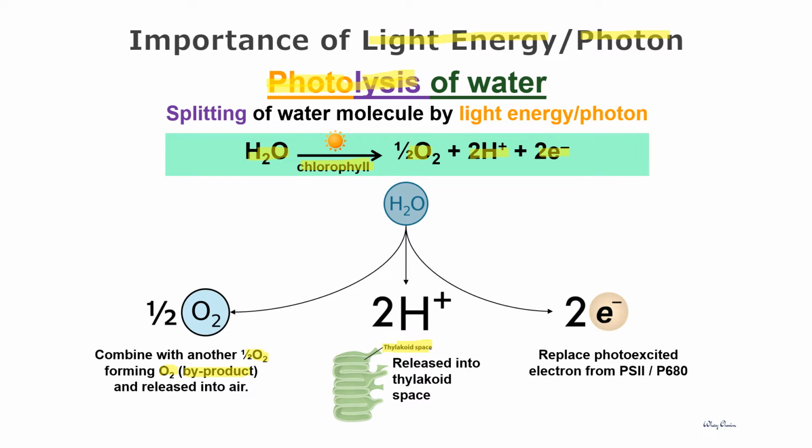The last is the 2 electrons. They will be used to replace the photoexcited electron from the PS2 or the P680, which means it is able to overcome the electron deficiency that occurs in the photosystem.